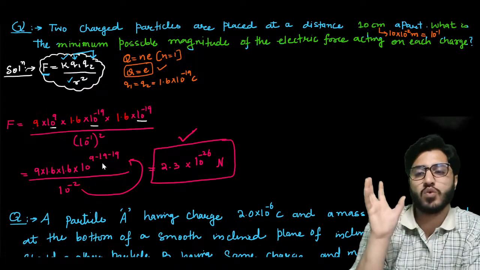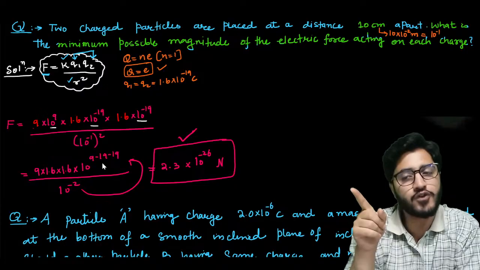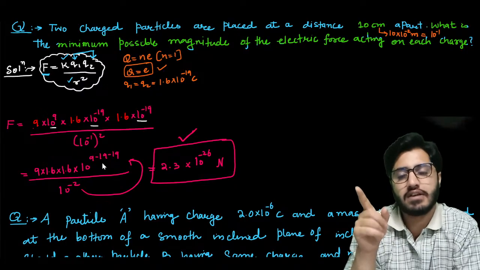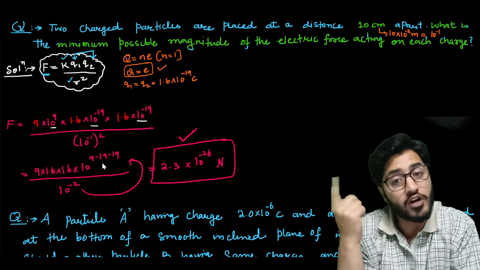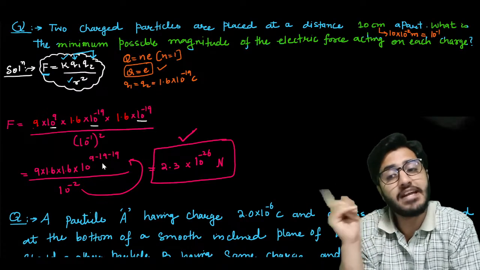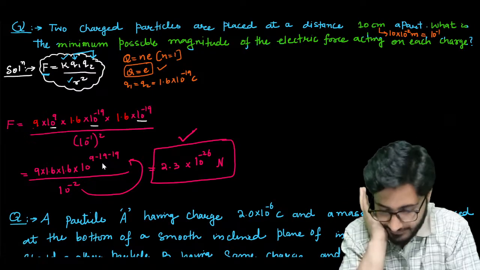The catch here was we have to find minimum force, but we were not given any specific value of charges. So we have to think that for minimum electric force we should have minimum charges also. This is how we can do it.